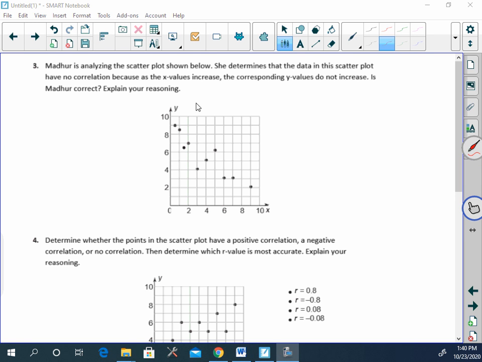Looking at the top of page 2 here, we've got questions 3 and 4, so they should go nice and quick. It says Mad here is analyzing the scatter plot shown below. She determines that the data in the scatter plot have no correlation because as the x increases, the corresponding y values do not increase. Is she correct? Explain your reasoning.